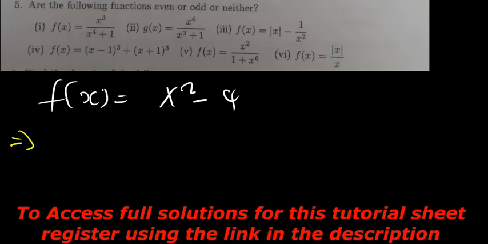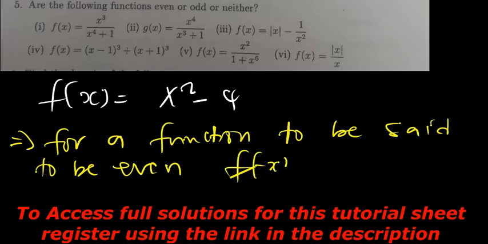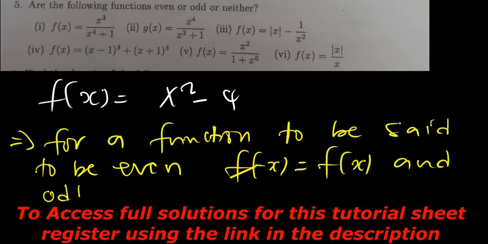You say, before you even start solving, you say, for a function to be said to be even, f of negative x should be equal to f of x, and odd, f of negative x should be equal to negative f of x. This is the initial statement. Okay, so you have to write this.